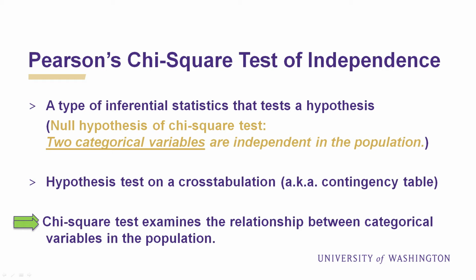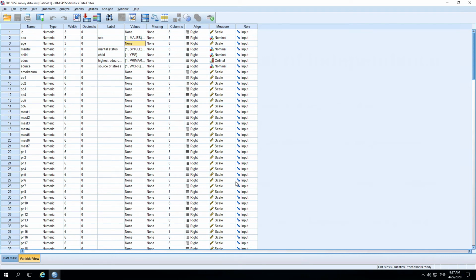Now, let's run cross-tabulations and chi-square test in SPSS. As I said in the beginning of this video, we're gonna use the same dataset we used in the last video. So, I have already opened the dataset in SPSS.